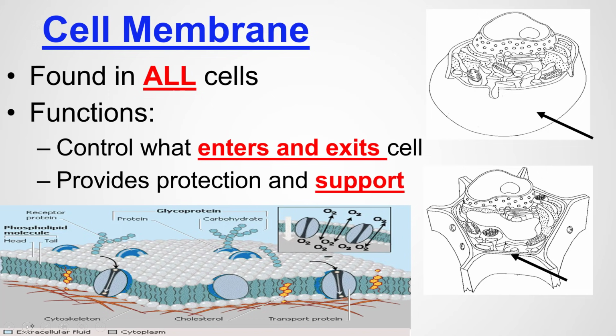So if we go ahead and look, first off, every single cell, whether it's prokaryote, eukaryote, plant, or animal cell, every single cell has a cell membrane to it. It's almost like the skin of the cell. And what its roles are, what it does for the cell, is it, one, controls what comes in and what goes out of the cell. And it's also going to provide a lot of protection and support to the cell. Okay, so it's going to allow certain things to come in, certain things to leave. It's going to provide support and shape and protection to that cell and all of the organelles within the cell.